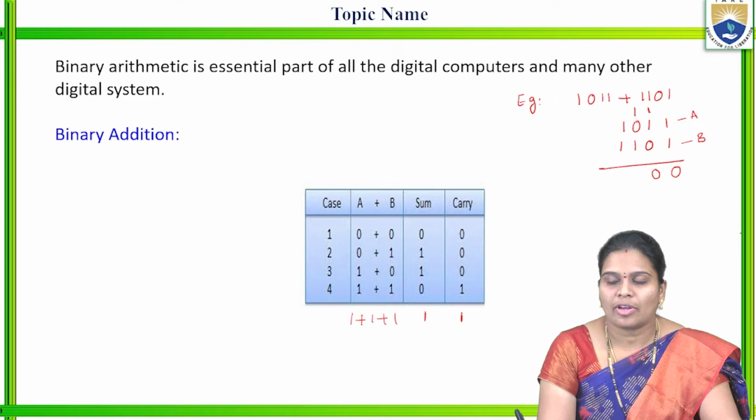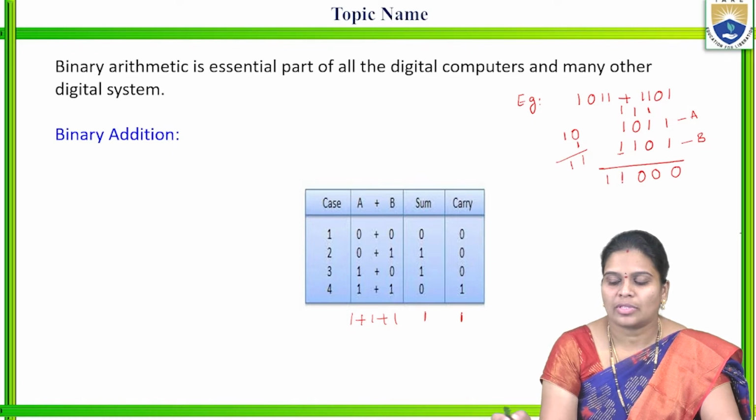Next, 1 plus 0 is 1, and 1 plus 1 is 0 with carry 1. Now I want to add the three ones: 1 plus 1 plus 1. Here the carry is 1 and the sum is 0. Again there is one more bit, which is added to the sum: 0 plus 1 is 1, carry is 1. So the resultant value is 1 1 0 0 0. Here the carry is 1, and the remaining bits are the sum. This is the binary addition.